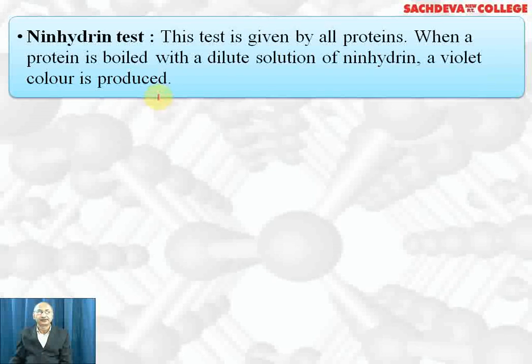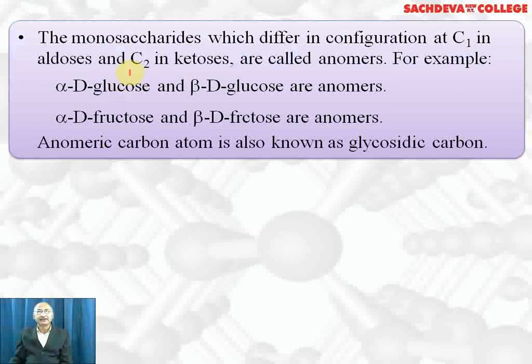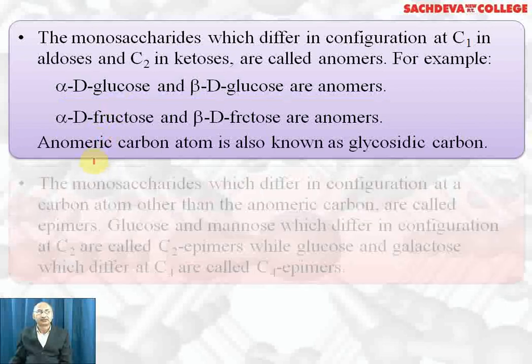The monosaccharides which differ in configuration at C1 in aldose and C2 in ketose are called anomers. For example, alpha-D-glucose and beta-D-glucose are anomers. Similarly, alpha-D-fructose and beta-D-fructose are anomers. The anomeric carbon atom is also known as the glycosidic carbon.